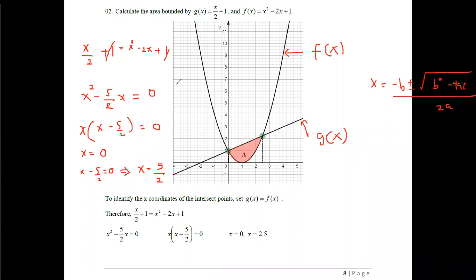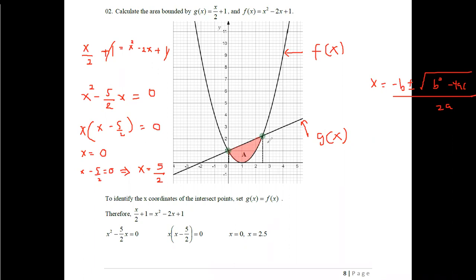But anyhow, if it can be easily factorized, then you can use these techniques to factorize it. If a term is common, then you can take it out, or else you have to factorize it, and then equate each factor to 0 to obtain the values of x. Now you have identified the relevant values: x equals 0 and x equals 2.5.